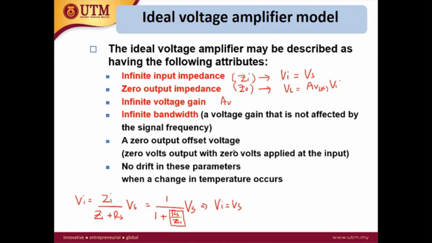And then next is zero output offset voltage. This is more on the practical side. Usually the amplifier will have an output offset voltage, where there is a nonzero output with 0 volts applied at the input. This statement will not be discussed in detail; it is just for your information. And then the last one is no drift in these parameters when the temperature changes. This is in terms of the stability of the circuit.